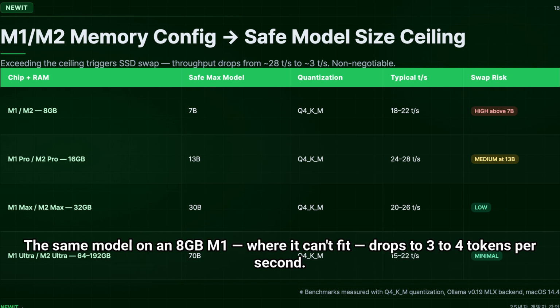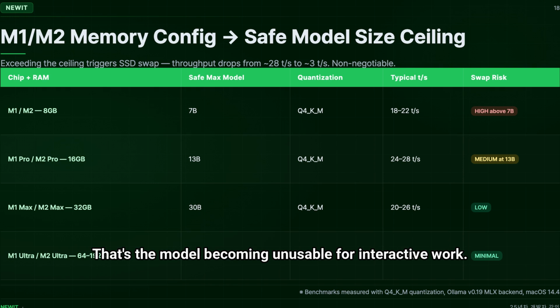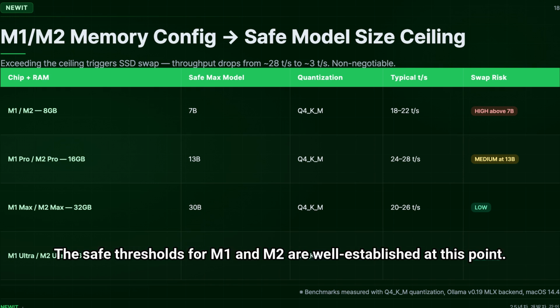The same model on an 8GB M1, where it can't fit, drops to 3 to 4 tokens per second. That's not a performance degradation. That's the model becoming unusable for interactive work. Safe thresholds for M1 and M2 are well established at this point.